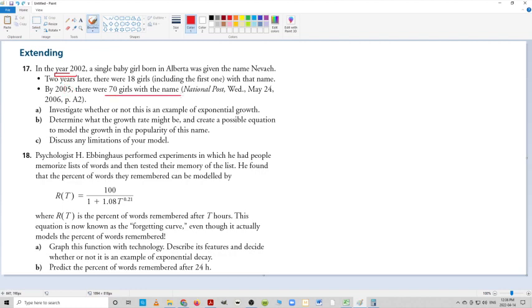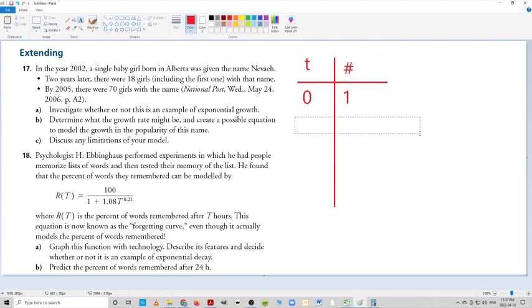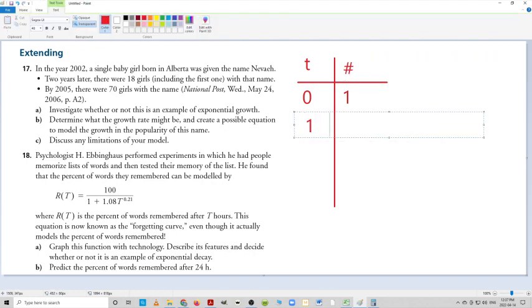70 girls with that name. Investigate whether or not this is an example of exponential growth. Okay, the best way to do that is to do it as a T chart, and you're going to put your years here. So at year 0, there was 1 girl. That's the number of girls. Then it says 2 years later, so we don't have any data for year 1, but we do have 2 years later, there were 18 girls. And then 3 years later, there were 70 girls.